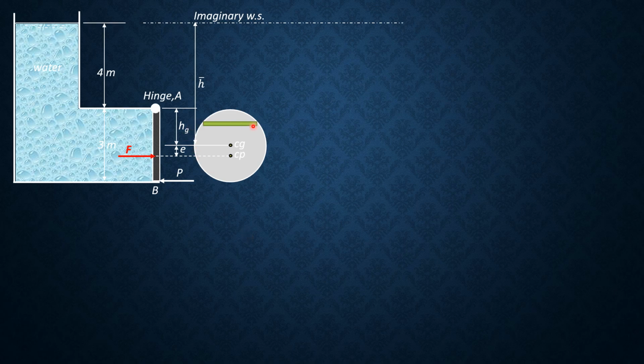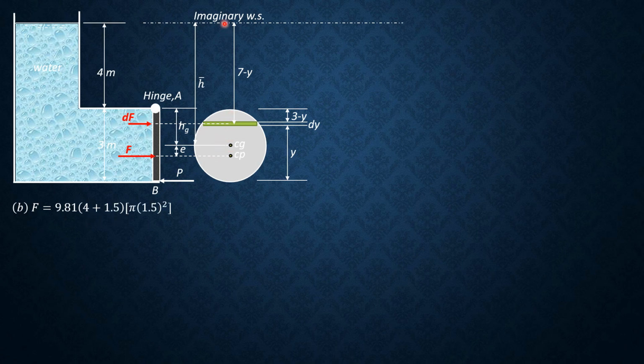So this strip is prepared for the second part of the solution. Same designation, so we'll call that y, then dy. Distance of dF from the hinge is 3 minus y, and this distance is 7 minus y as before. So F is 9.81 times barred h, which is 4 plus 1.5, same. The location from the imaginary liquid surface, or from the water surface, to the centroid of a circle is the same, 5.5. Then area of circle, pi r squared, 1.5 squared. So F is 381.39 kilonewtons.